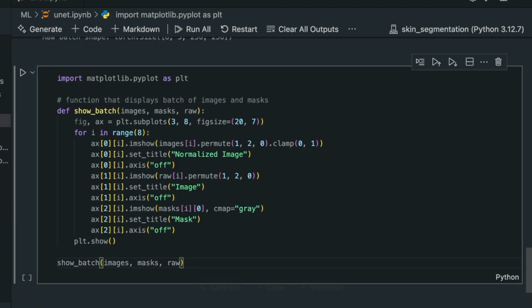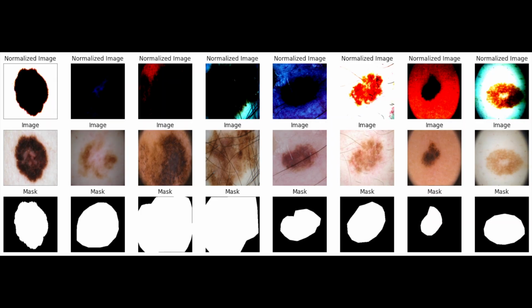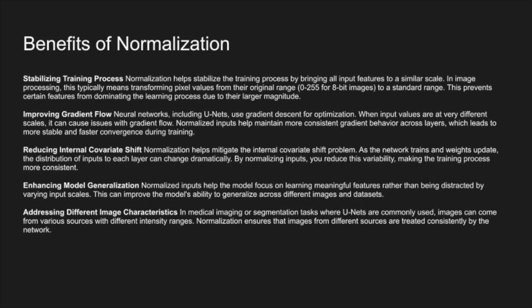Now that we know that our data loader is working, we can visualize one batch of data. For this, I define this function that will allow you to explore an image, the normalized image, and the segmentation. This is the result of the visualization. The normalized images are the ones that are going to be used in the training process. Normalizing the images brings some benefits, for example, stabilization during the training process. Feel free to stop the video at this point to learn more benefits of normalization.